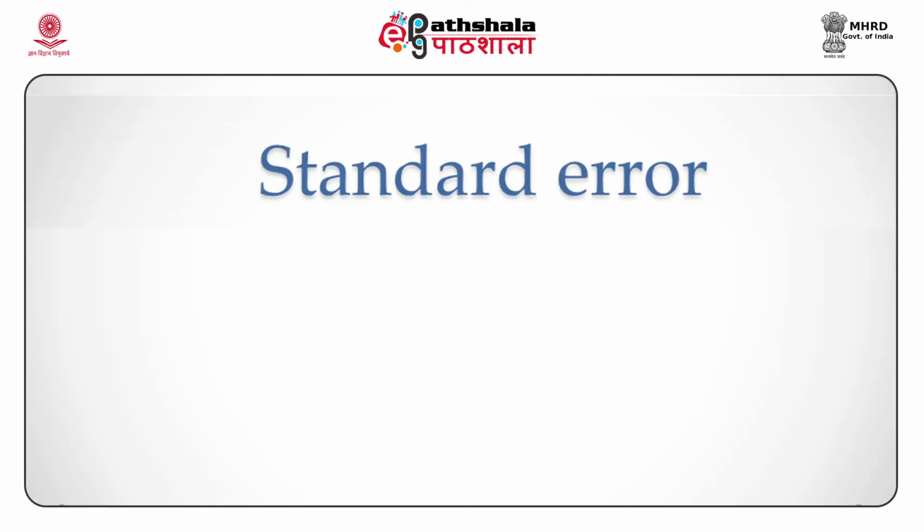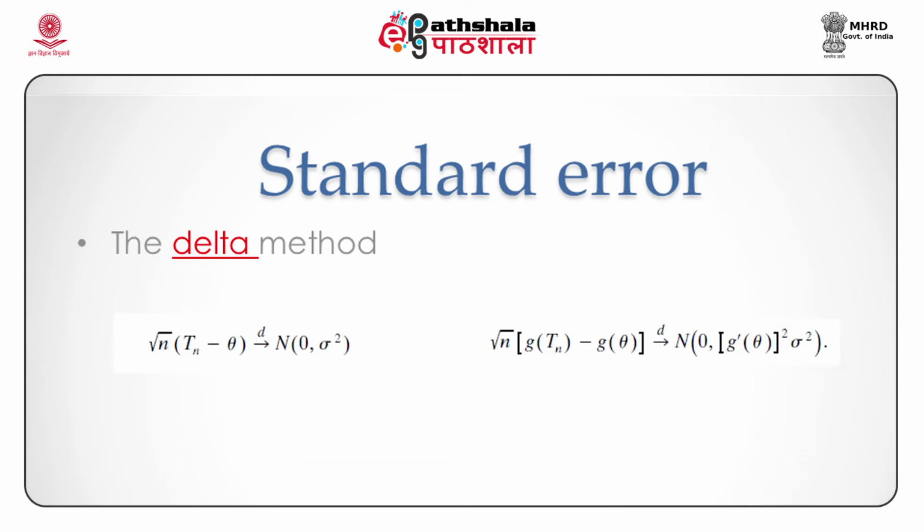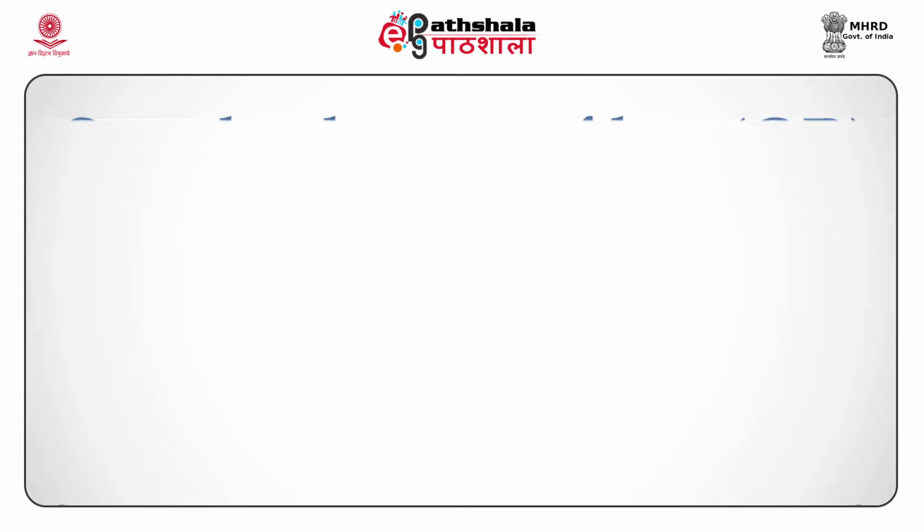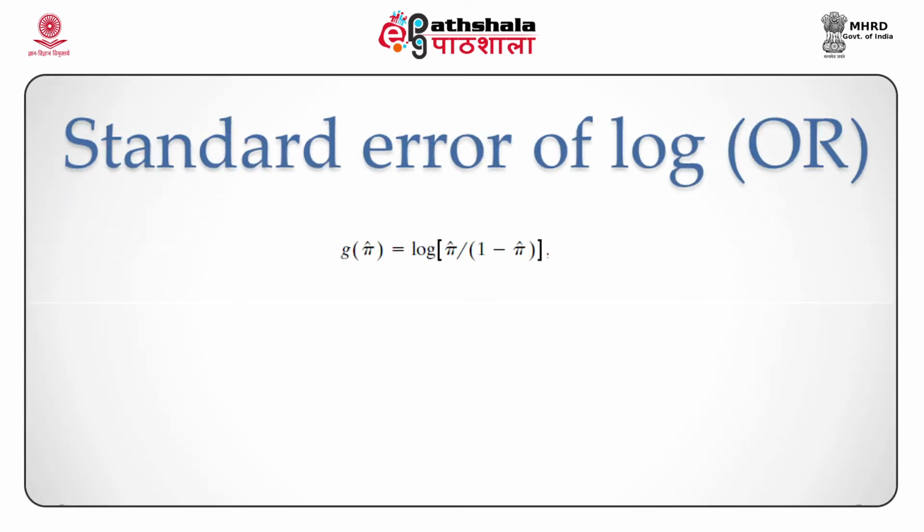The standard error of the odds ratio can be obtained using the delta method. Now as you know, the delta method states that if we have a statistic Tn such that root n (Tn minus theta) tends in distribution to normal(0, sigma square), then for a reasonably well-behaved function g, root n (g(Tn) minus g(theta)) will tend in distribution to normal(0, (g dash theta) whole square into sigma square). Using this delta method, we can calculate the standard error of the odds ratio.